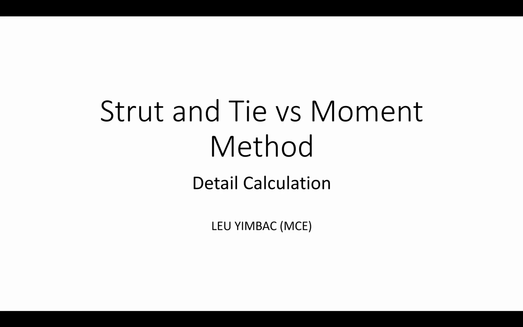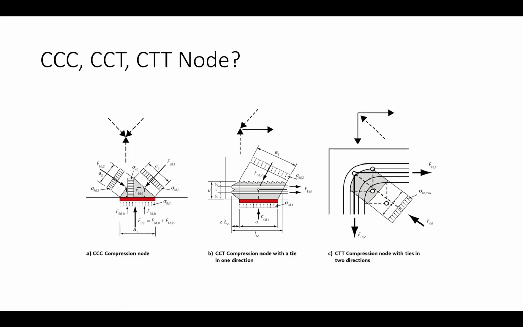Part 2: Strut and Tie method, visual movement method, detail calculation. The first thing we have to know about is the node in the STM method, the Strut and Tie method. It is a compression node, a compression tension node, and the last figure is CTT, compression tension node. You will know when we call it CCC and when we call it CCT or CTT.